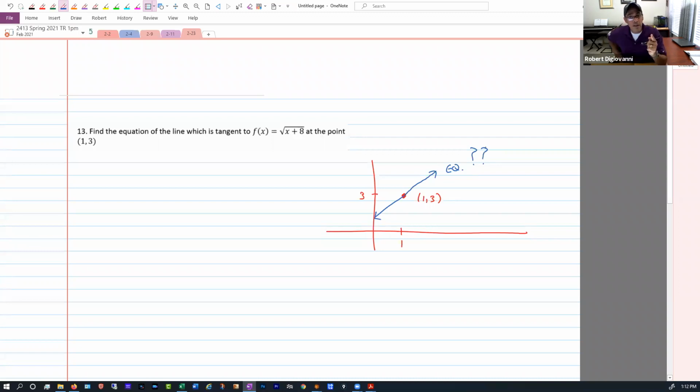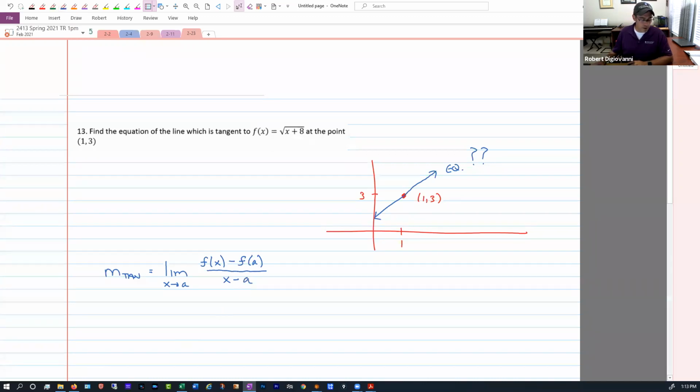So the first thing we need is the slope of it, right? So to find the slope of the tangent line, I need to take the limit as x approaches a of f of x minus f of a over x minus a. That's the formula, all right? Now, I'm not providing you that formula on the test. Remember, the only formulas you're allowed to have are the ones that are on Canvas.